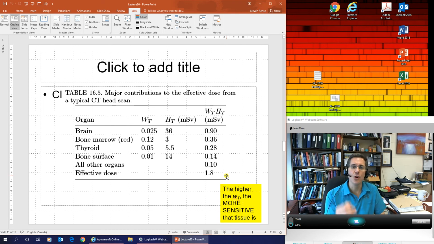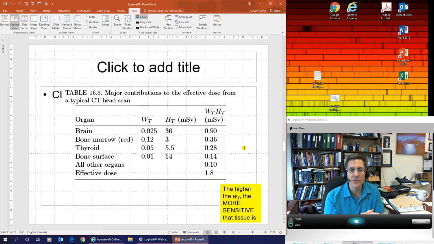And then, of course, if you know what 1.8 millisievert is, then you can multiply that times that 500 times 10 to the minus 4 probability of getting cancer from a whole body dose. All right. So the smaller the WT value is, the more radiation that tissue can take. The higher the WT, the more sensitive that tissue is, right?